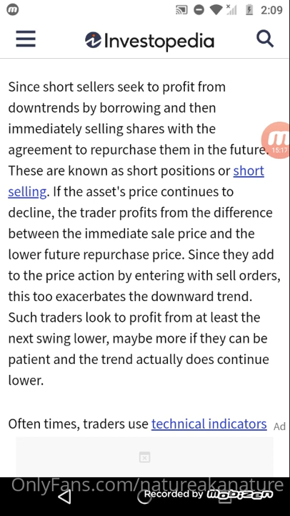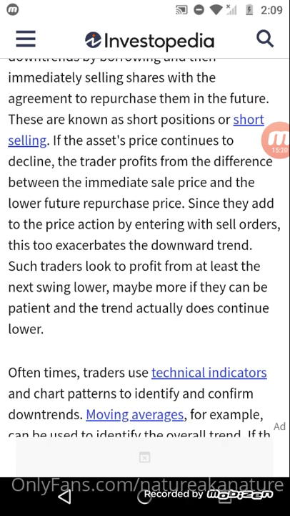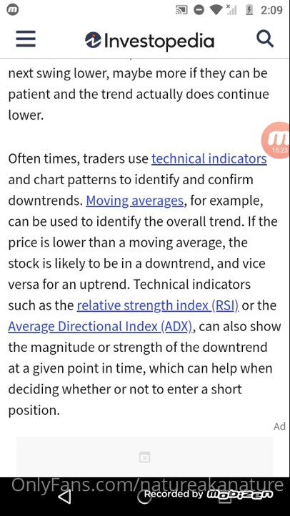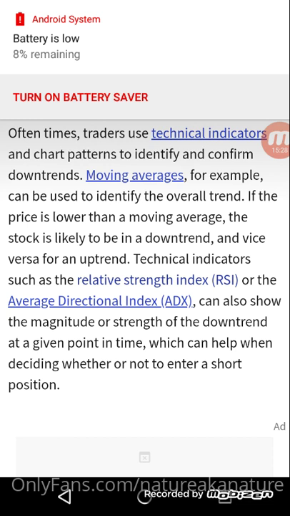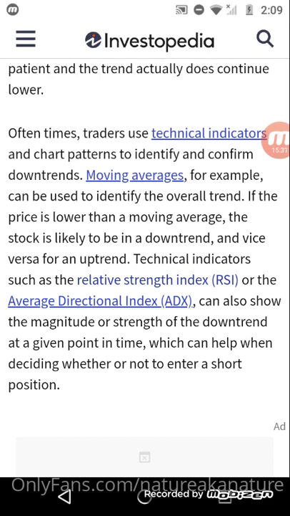Oftentimes traders use technical indicators and chart patterns to identify trends. These indicators, a moving average for example, can be used to identify the overall trend. If the price is lower than the moving average, as in the last video, then the stock is likely to be going downward. The moving average works vice versa in an uptrend. If the candlesticks are above the moving average, then it's likely to be an uptrend. The moving average is the line.